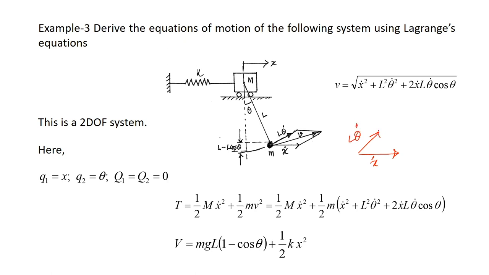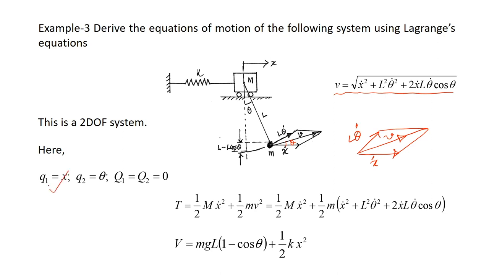So, we can use now the resultant. Using the parallelogram law of vectors, we can now write the resultant velocity. We can easily write v is equal to x dot square plus l square theta dot square plus twice x dot l theta dot cos theta. So, this angle is theta. Okay. So, we have taken the resultant of these two velocities.